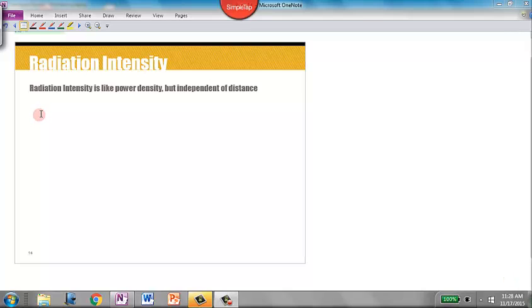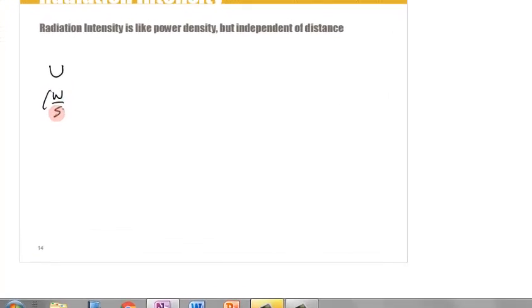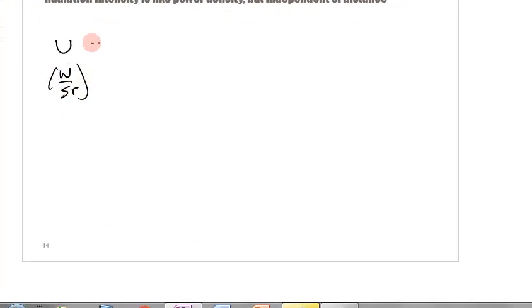So we define a new quantity. It's called radiation intensity. It's measured in watts per steradian, or watts per solid angle, and it is calculated by multiplying the square of the distance, r squared, by the result of the Poynting vector, or the power density of the antenna. So how is this different than power density? Why do we do this?